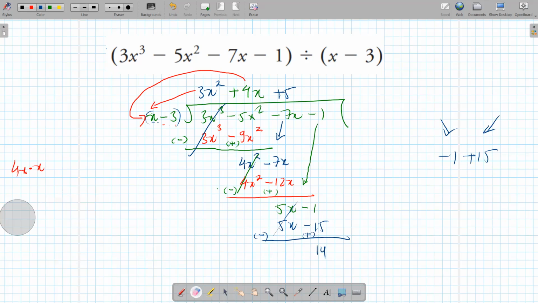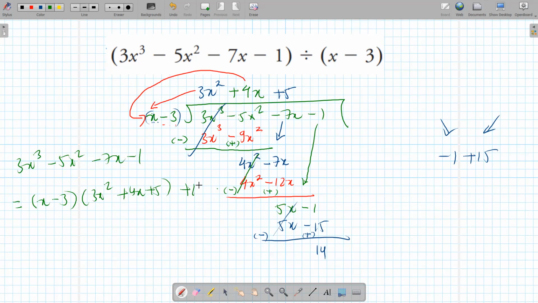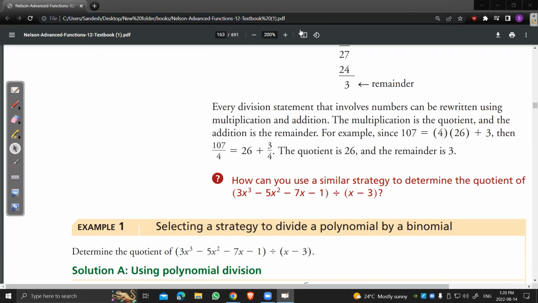So therefore, we can just piece this up. Our dividend, 3x cubed minus 5x squared minus 7x minus 1, we can rewrite as our divisor, x minus 3, times our quotient, 3x squared plus 4x plus 5. And then we add the remainder to the side like that. Just like how 11 is 2 times 5 plus 1. So that's how you do polynomial long division. It's okay if you don't quite get it. You'll get it soon.